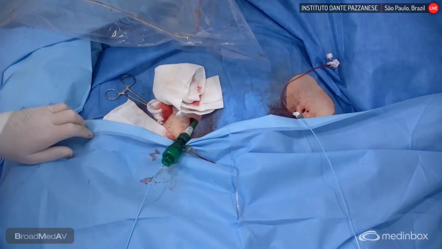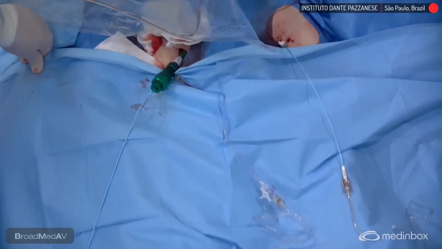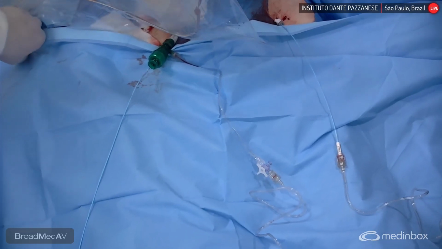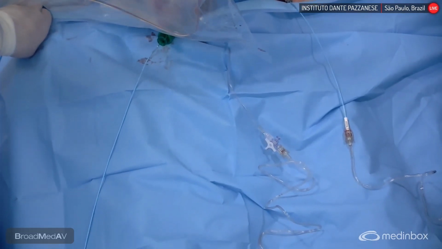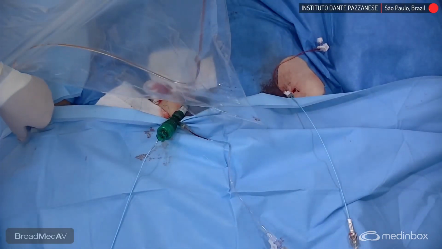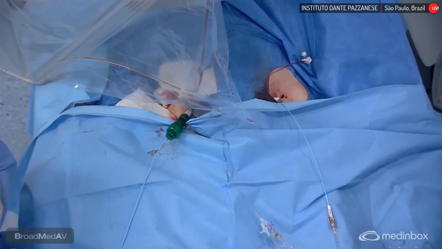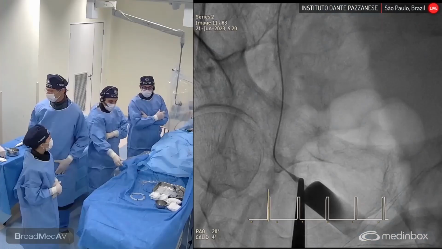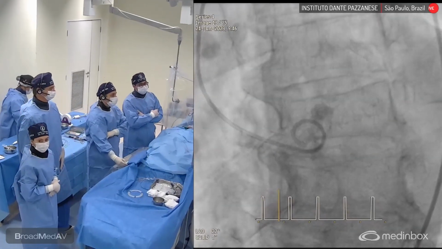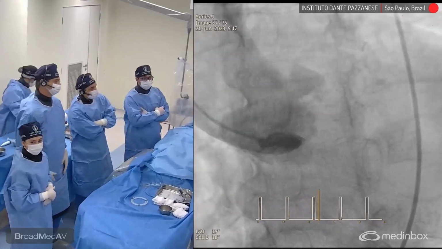So if you can see in the angiography, we have here the 0.018 wire protecting, and we have already placed the 14 French sheath. So I think we can show the first angiography we have performed. Just after puncture, right? Yeah. And then we did our first angio here.